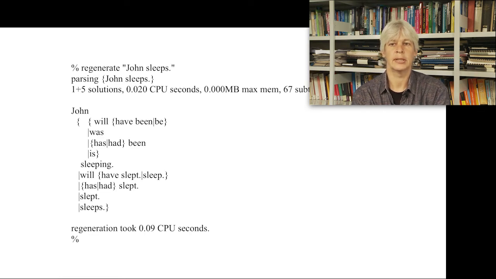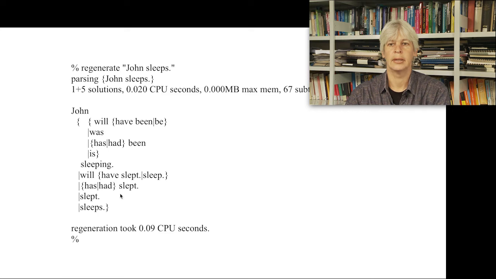So here's the example. What we've said is regenerate John sleeps, and I've told the system before to please throw away any tense aspect information it has while it's parsing. So it parses John sleeps, it throws away its tense aspect information, and then it goes through the grammar in the absence of any tense aspect information. And it says, okay, well, what could it be? How could we say John sleep with all the tenses and aspects? And what you get is John will sleep.